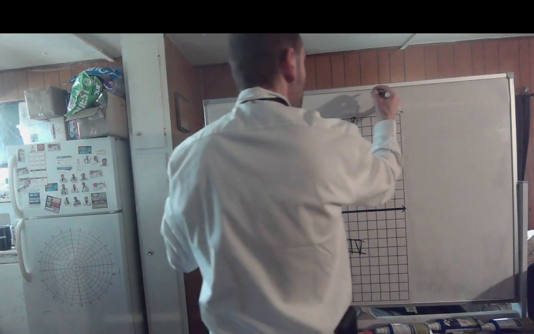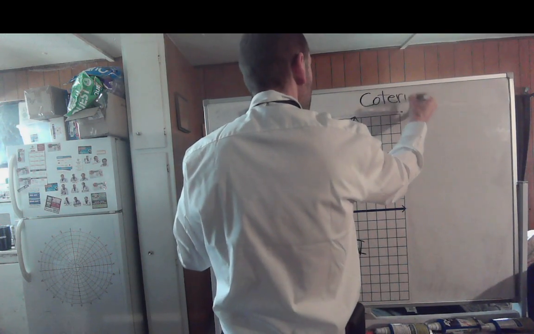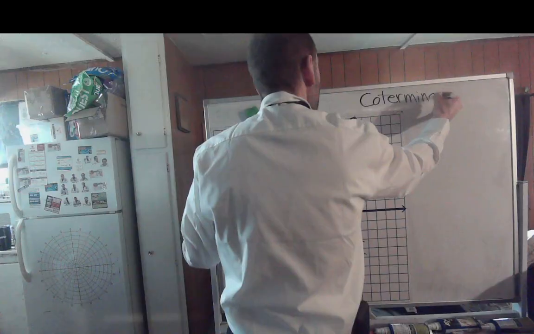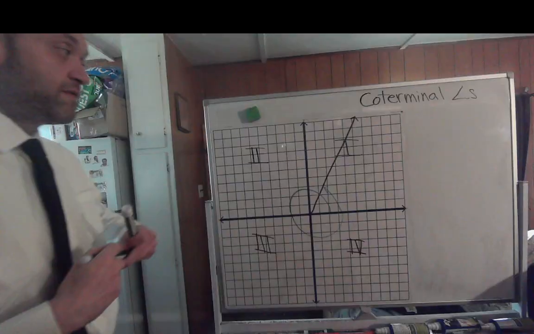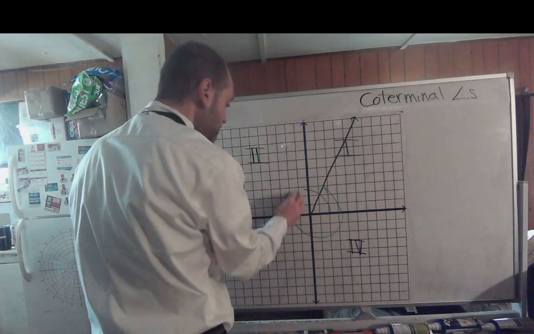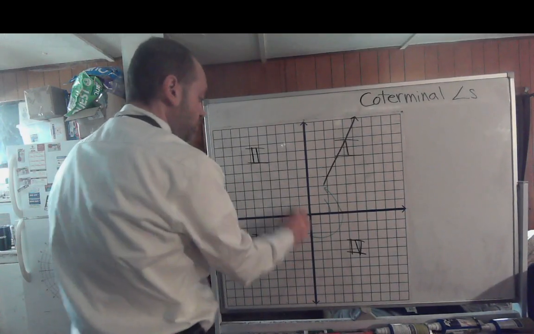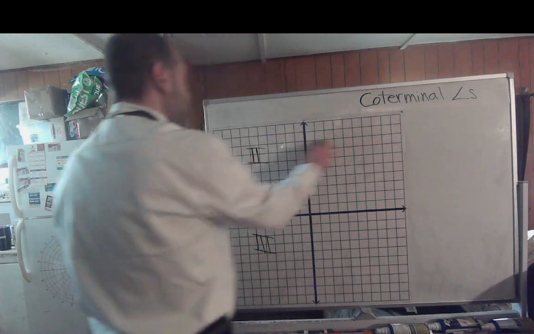Those are what are called coterminal angles. Coterminal angles can be found by adding or subtracting 360. So, I think we know what the quadrants are by now.